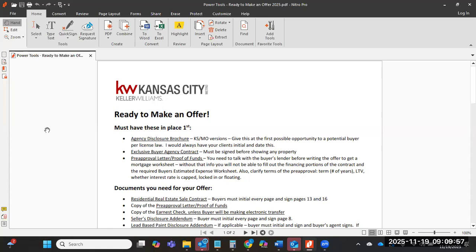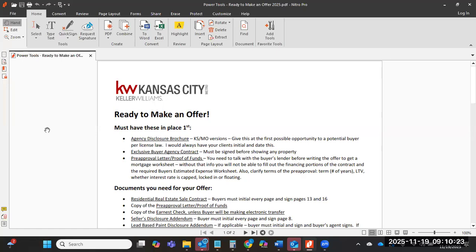And buyers can get various versions of their pre-approval letter. So they may have a lower one for you that may be what you have in your folder, but they've been approved for a higher price point than that. Just make sure you have a pre-approval letter or proof of funds that covers the sale price that you're going to be using on the contract. So you have all of that in your folder.